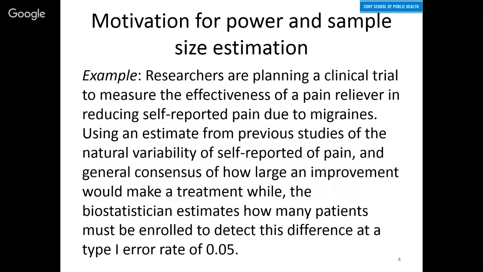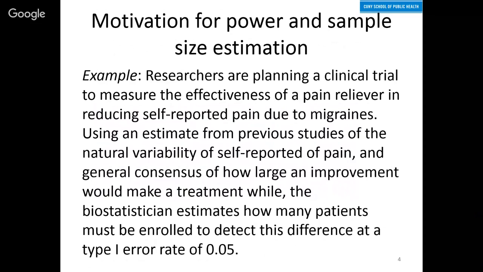So we know how variable the population is, or we have an estimate of it. We have an estimate or an assumption of how big the difference should be between these two groups. We can calculate with a sample size estimation how many people we're going to need to be able to see that difference distinguished from the natural variability of self-reported pain among people in the general population.